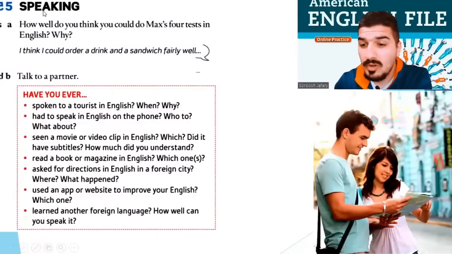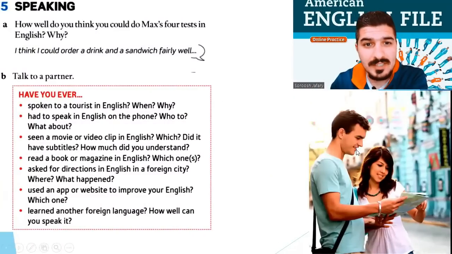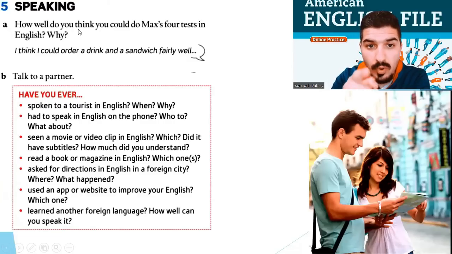Modifiers. Okay, do you remember Max's tests? The 4 tests. All right. How well do you think you could do Max's 4 tests in English? Why? For example, I think I could order a drink and a sandwich fairly well. Yeah? Then talk to your partner.